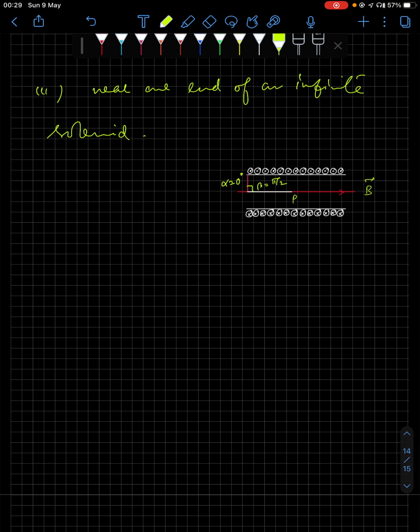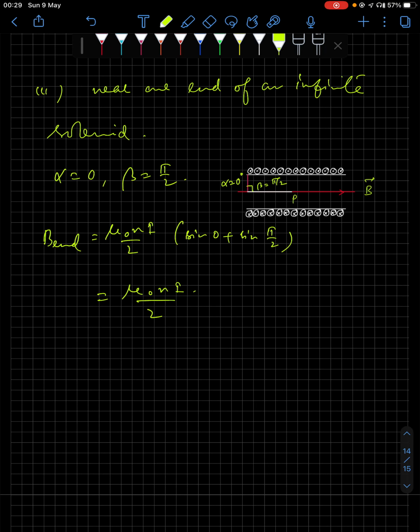So once we use those values, alpha equal to 0 and beta equal to pi by 2 in the above relation, B end equals mu naught N i by 2 times (sine 0 plus sine pi by 2), and that gives you mu naught N i by 2. So you can see that the magnetic field at the end of a solenoid is just half of the magnetic field inside the solenoid.